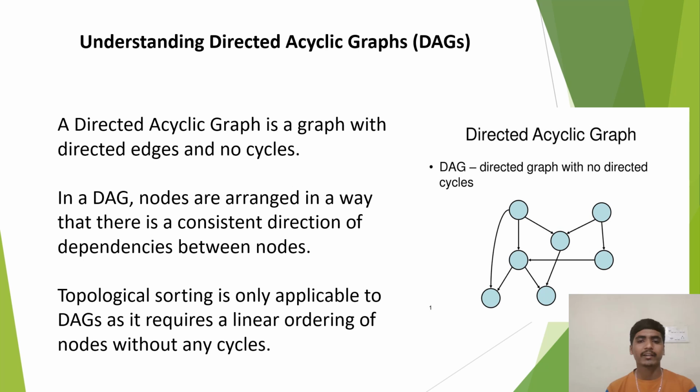Understanding directed acyclic graphs (DAGs). A directed acyclic graph is a graph with directed edges and no cycles. In a DAG, nodes are arranged in a way that there is a consistent direction of dependencies between nodes. Topological sorting is only applicable to DAGs, as it requires a linear ordering of nodes without any cycles. DAG: directed graph with no directed cycles.